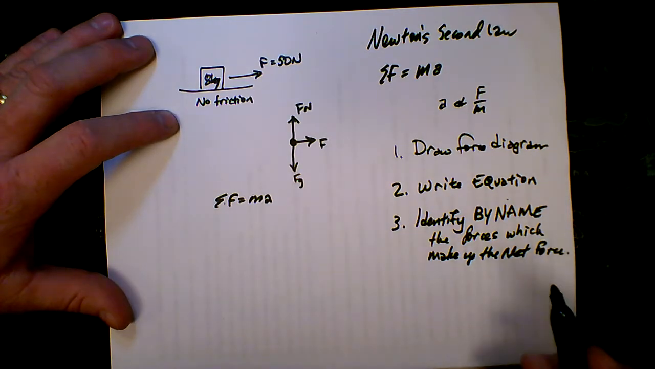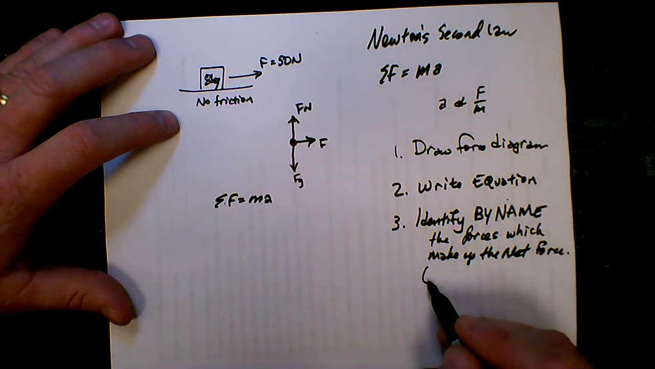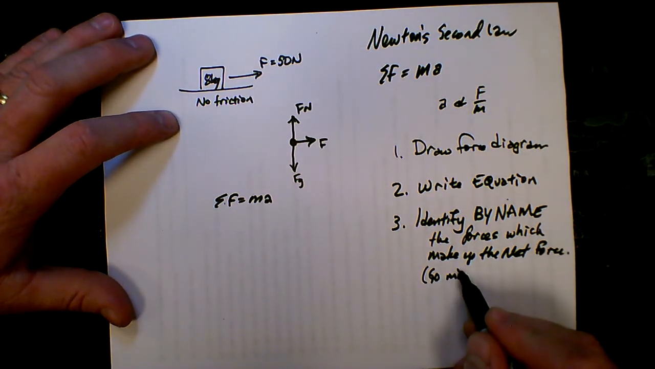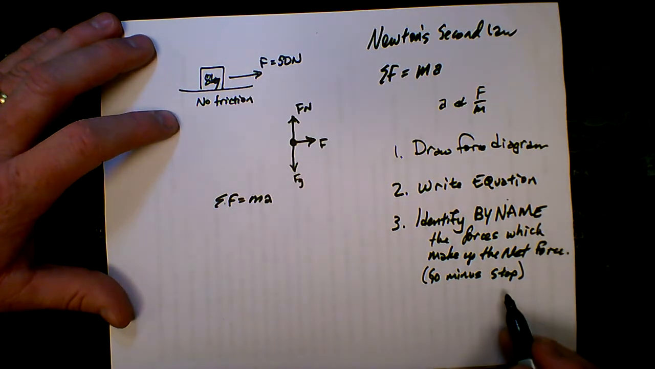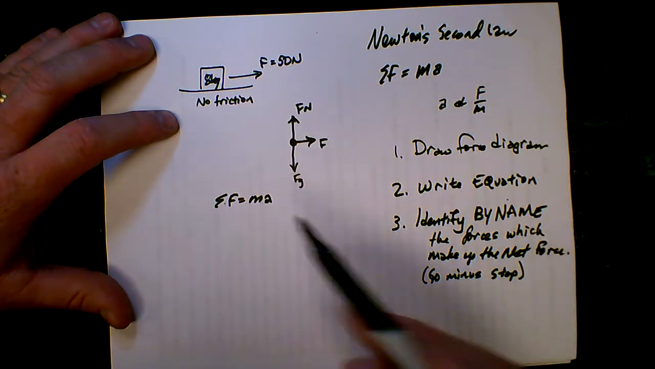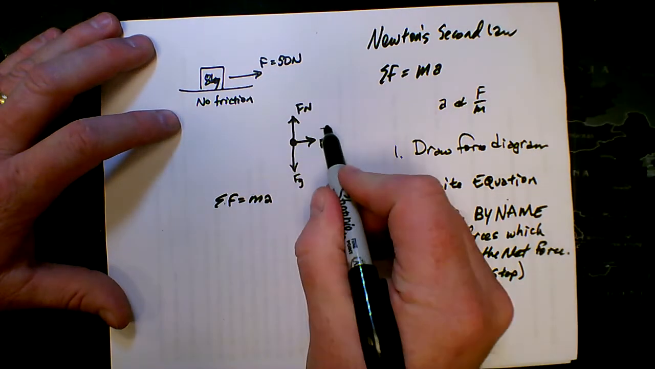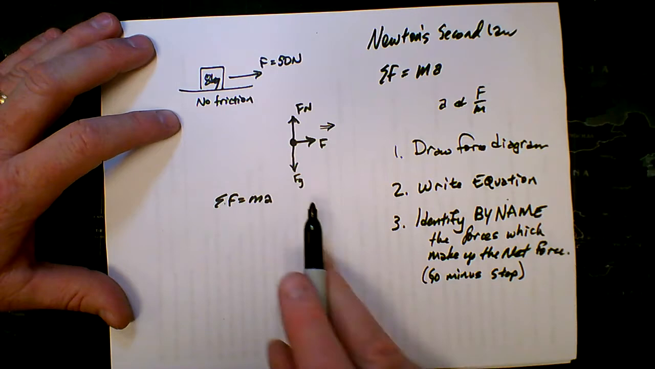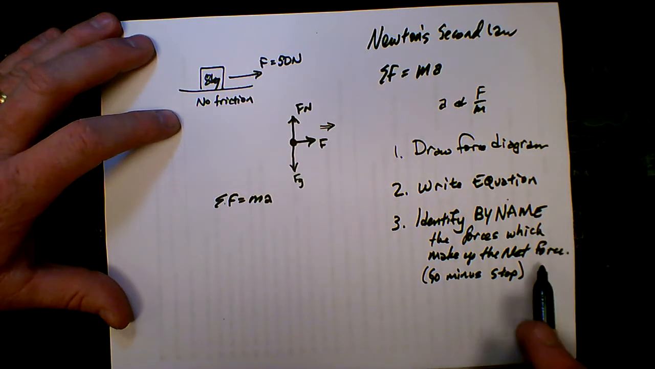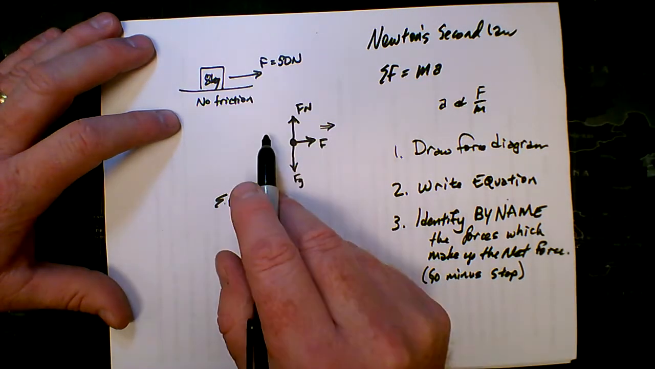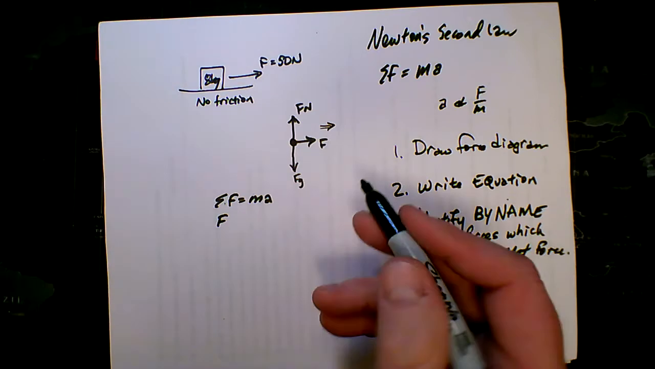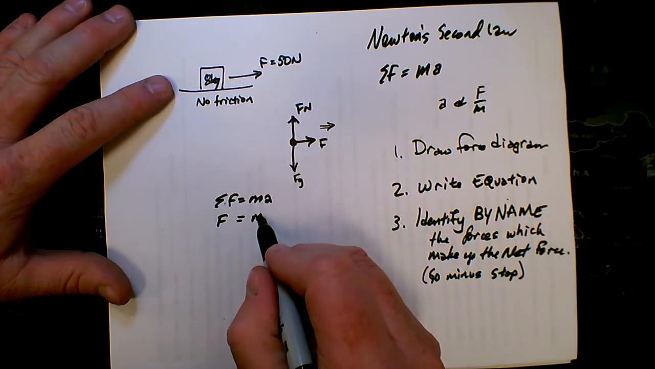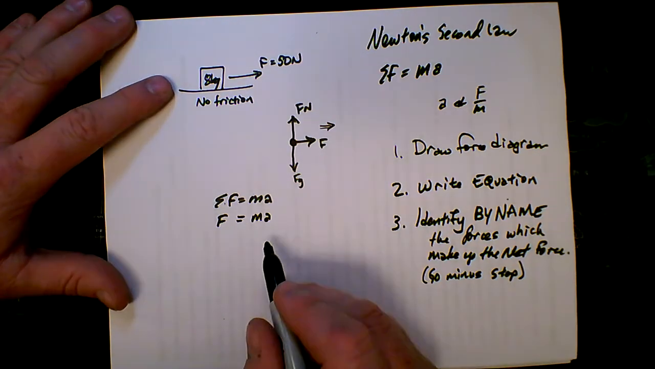Now to do this, I like to think of it in terms of go minus stop. Or you can think of help minus hinder, or big minus little, or however you want to think about it. The object here is going to accelerate to the right. So the forces which make up the net force are going to be right minus left. So in this case, that's going to be the applied force minus nothing. So it's just the applied force is the net force, and that equals mass times acceleration.